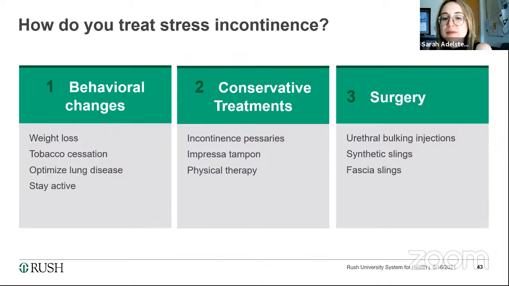There are conservative treatments. There's pessaries you can wear in the vagina for incontinence. There's even a tampon that can be used for preventing stress incontinence. Physical therapy is another nice conservative treatment option. Or there's procedures, okay? So bulking injections, slings. We'll talk a little bit about the surgical options.